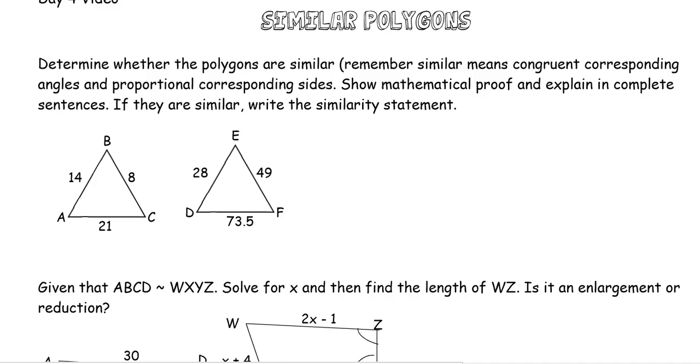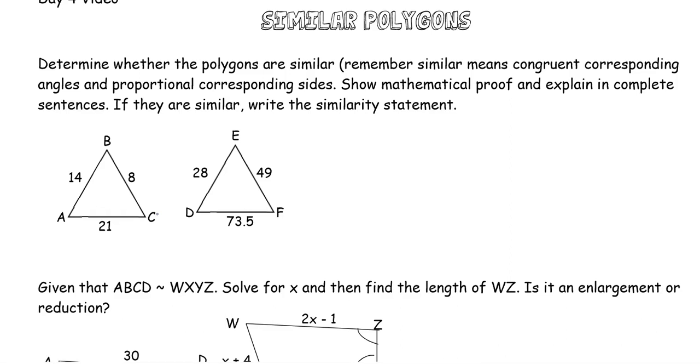Hi, today we are going to be looking closer at similar polygons. So first, determine whether the polygons are similar. And a reminder, this means that angles that are corresponding are going to be congruent and the corresponding sides are going to be proportional. So when I look at my first diagram, I have nothing given to me about angles.